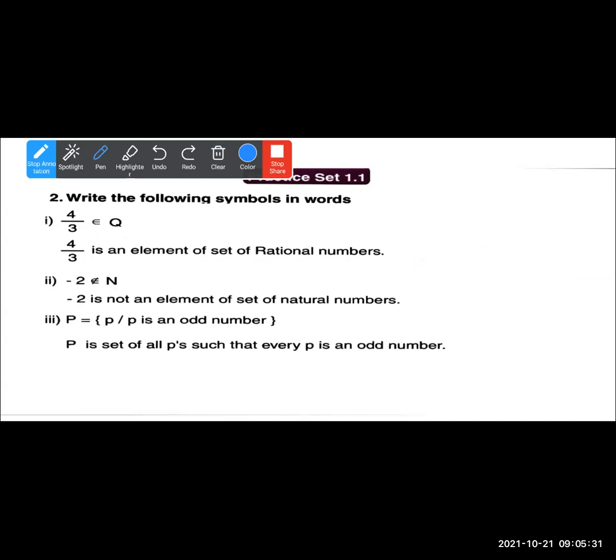That you have understood. -2 means is not an element of. Set N also you can write, or if you know set of natural numbers you can write in words. The third one is P is equal to set of all P such that, you have to write in words. Is set of all P such that, vertical line means such that, every P is an odd number. Fine. See the next question.